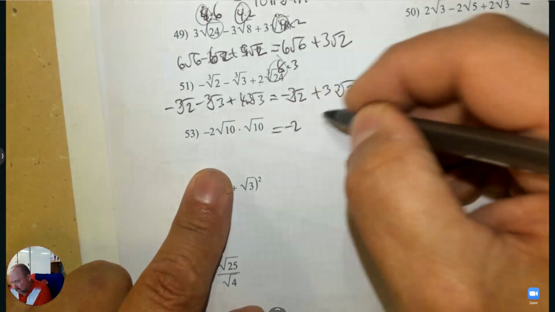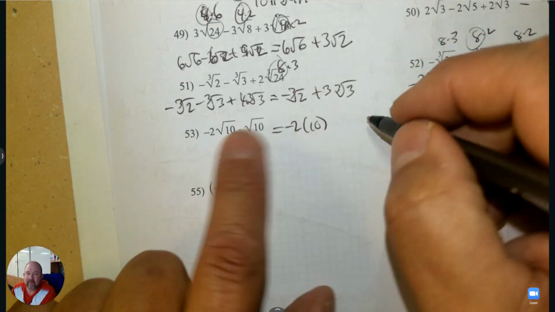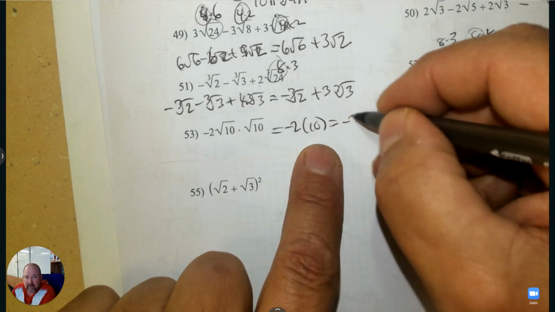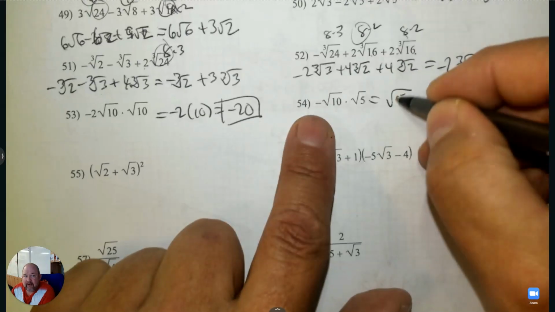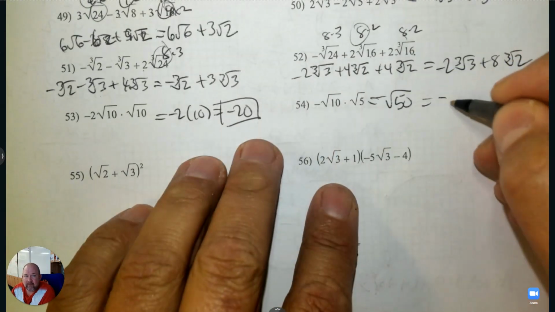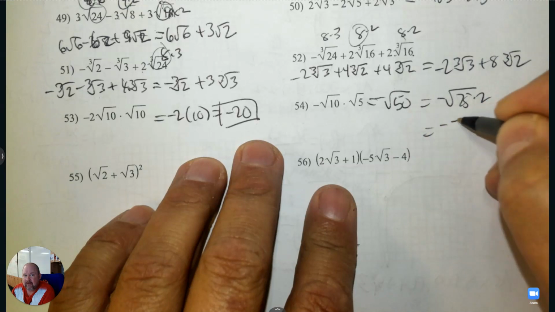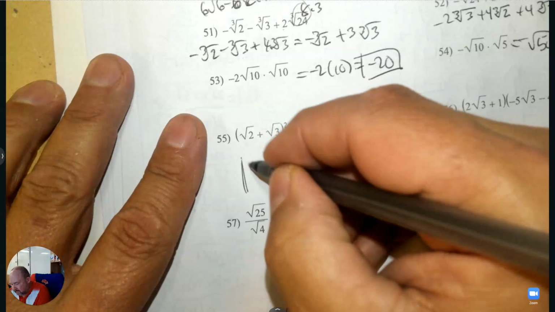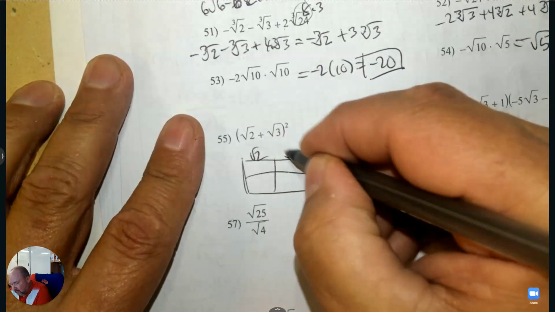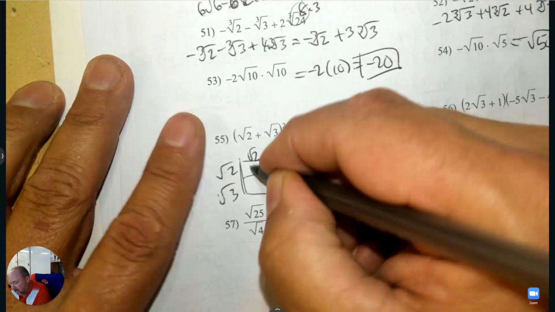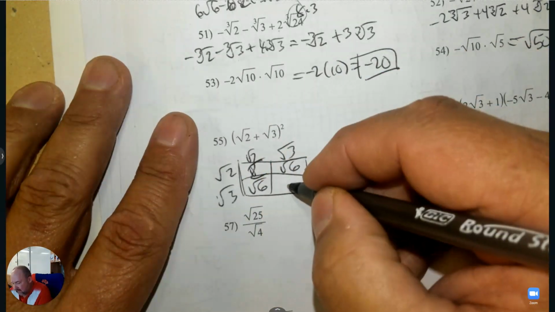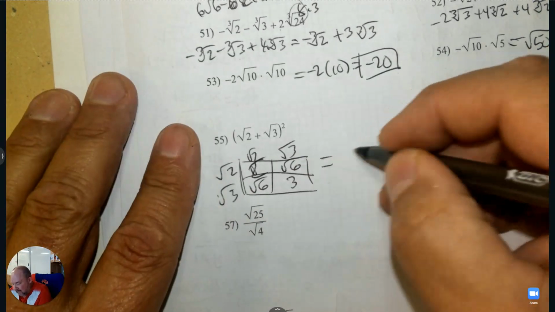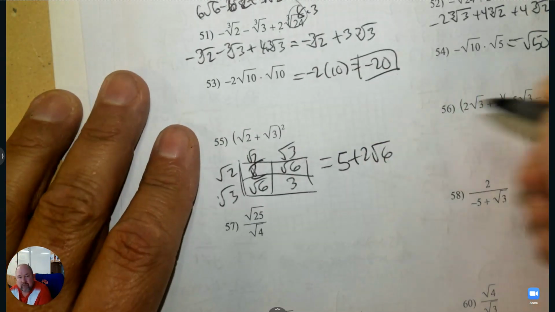Multiply. So root 10 times root 10 is 10, and negative 2 times 10 is negative 20. 10 times 5 is 50. It's negative in front. That's 25 times 2, so that's negative 5 root 2. This one we're going to have to FOIL. So that's root 2 and root 3, and we're going to multiply it out. That's 2. That is root 6. This is root 6, and that's 3. So if we add that together, I get 5 and 2 root 6.